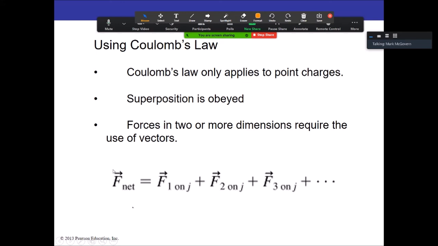Now, when you have problems where there are multiple forces involved, which you should expect, superposition is obeyed. If multiple forces act on an object, you simply add up the vector quantities of all the forces to create a net force, from which you can figure out magnitude and direction. When you do superposition with vectors, every vector has to be expressed in i hats and j hats. Then you add up all the i's, add up all the j's, get your net vector, and then figure out magnitude and direction, as hopefully you remember from Physics 110.